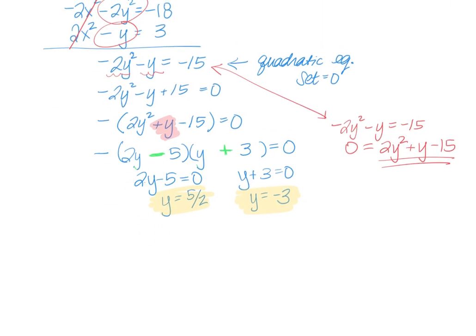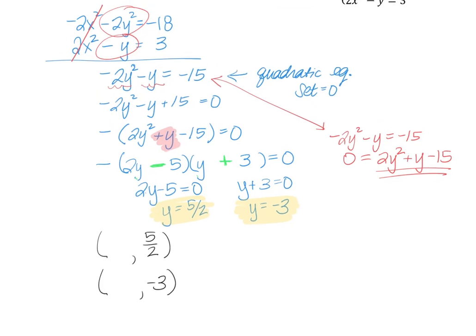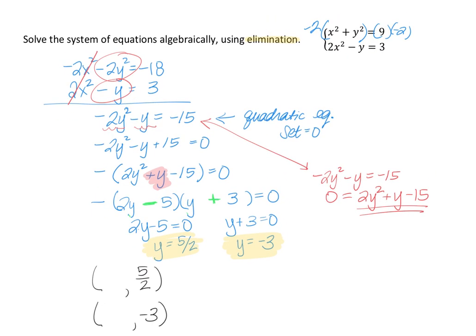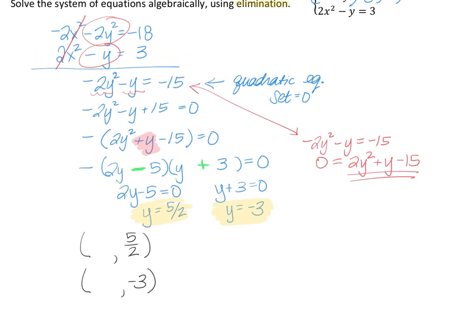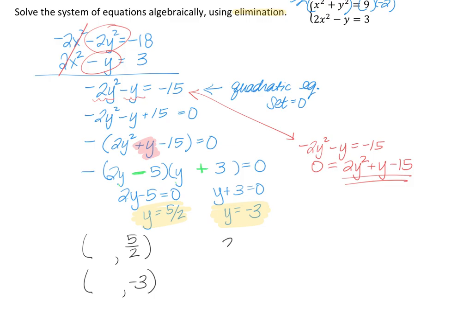So I'm a fan of setting up your blank ordered pairs. So again, I'm getting a y value of 5/2. I don't have the x value yet that corresponds with it, and a y value of negative 3. So now we need to go back to the original system and find the corresponding x values. Remember, you can solve by substituting these into either of the two originals. It doesn't matter which one you choose. Okay, we are looking for x values. So I'm just going to choose the bottom equation. That is just a random choice, 2x squared minus y equals 3.